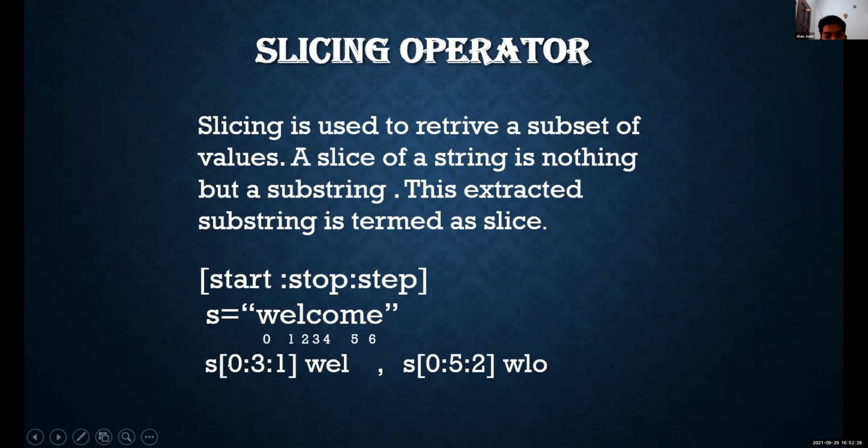Here, for example, the start value is equal to 0, the stop value is equal to 3, and the step value is equal to 1. So x is equal to 'welcome'. We start from the start value, which is w, with step 1, then it is 'wel'. We should not take the stop value. We should stop before that. So here 'wel'. The next one, the start value is 0, the stop value is 5, and the step value is 2. So here w, then l, and o. We should not take the stop value.